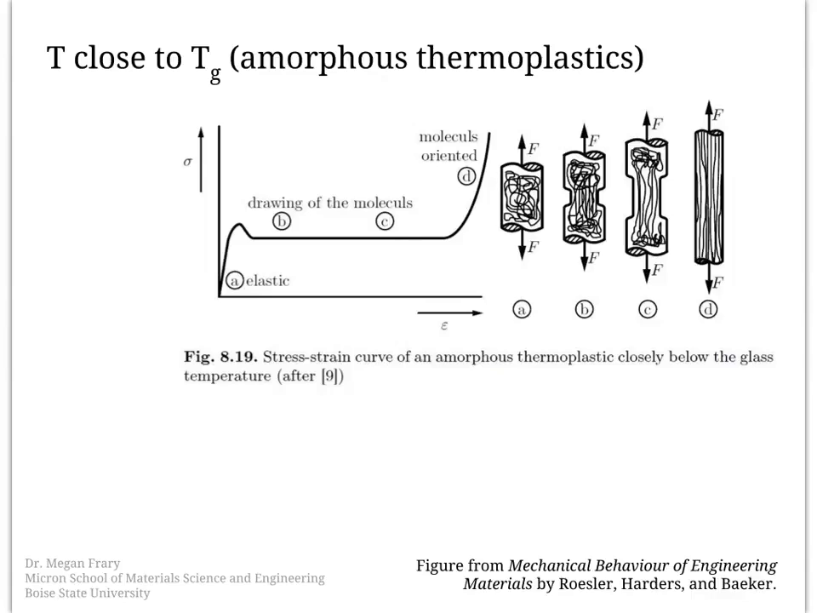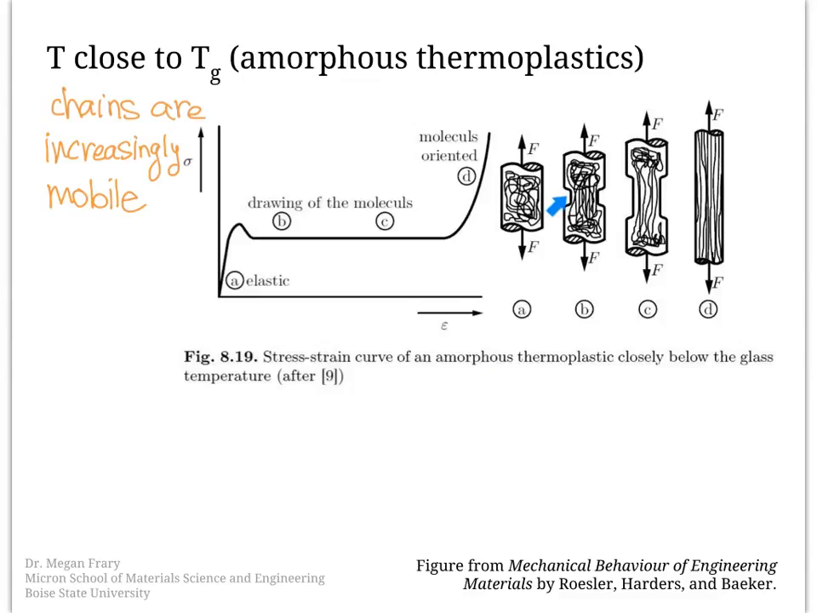So as we continue to increase the temperature closer to the glass transition temperature, the chains become more and more mobile. We can see what happens in this figure where we're looking at a stress strain curve for an amorphous thermoplastic. So we start with an elastic region, and then after the yield strength is reached, then a neck forms due to local softening. And so that's illustrated here.